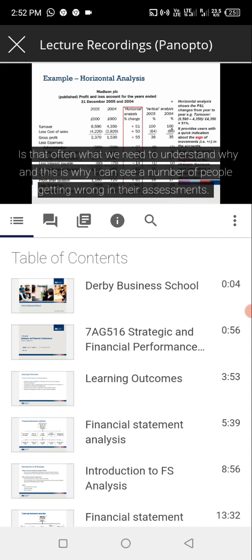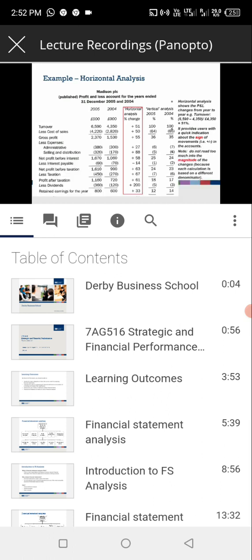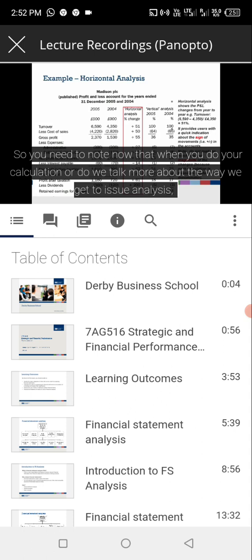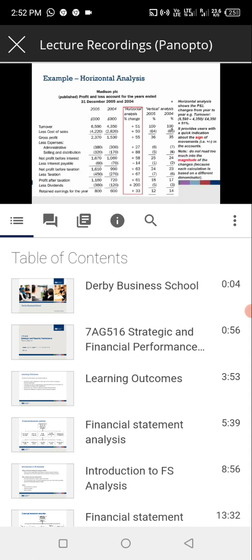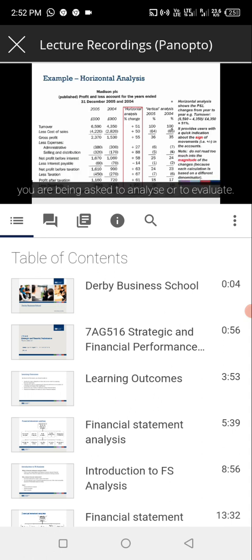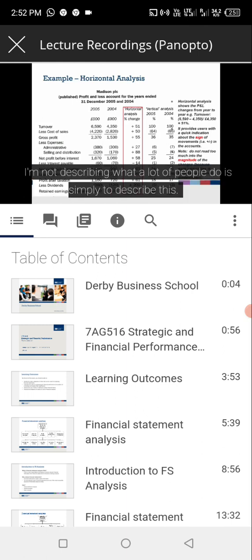Is that okay? But we need to understand why. And this is why a number of people get it wrong in the assessment. So you need to note now that when you do your calculation, although we will talk more about that when we get to ratio analysis, you are being asked to analyze or to evaluate and not describe.